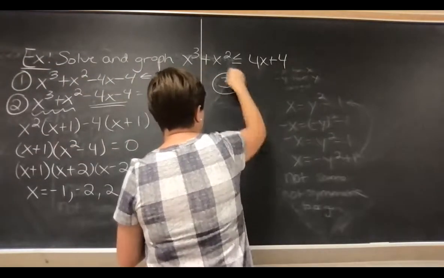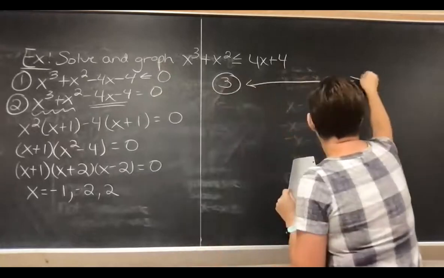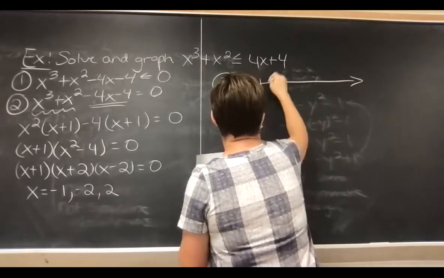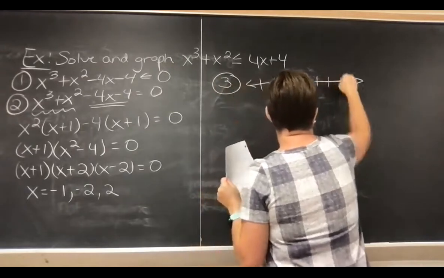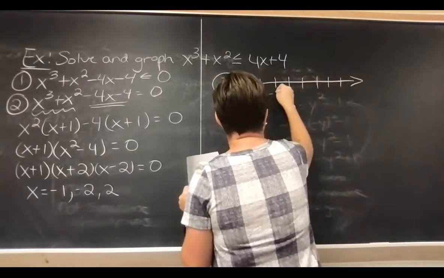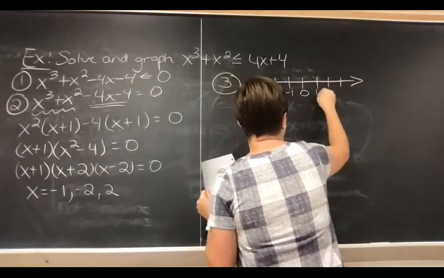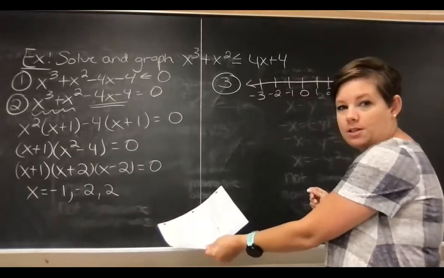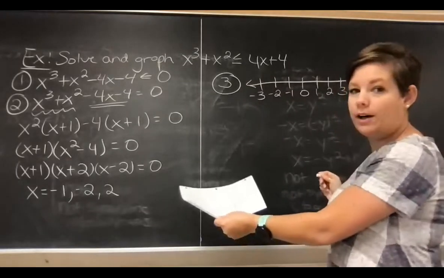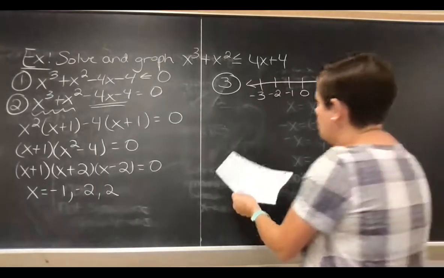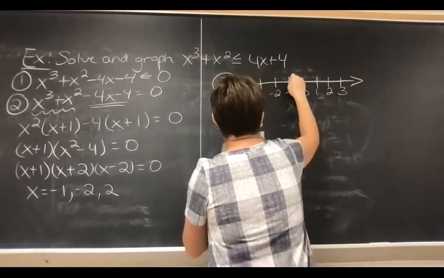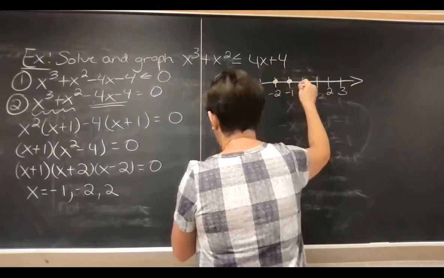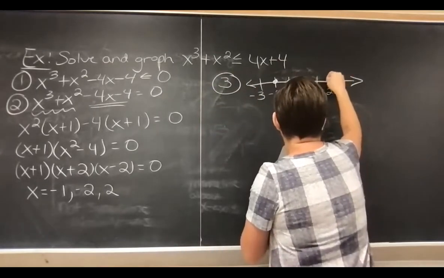Step 3, I'm going to have my number line. Let's see, I go all the way down to there. So -3, -2, -1, 0, 1, 2, 3. But I had 3 boundary points this time instead of just 2, and that's totally fine. It doesn't change how I do the problem. I have a boundary point at -1. I have a boundary point at -2, and I have a boundary point at +2.